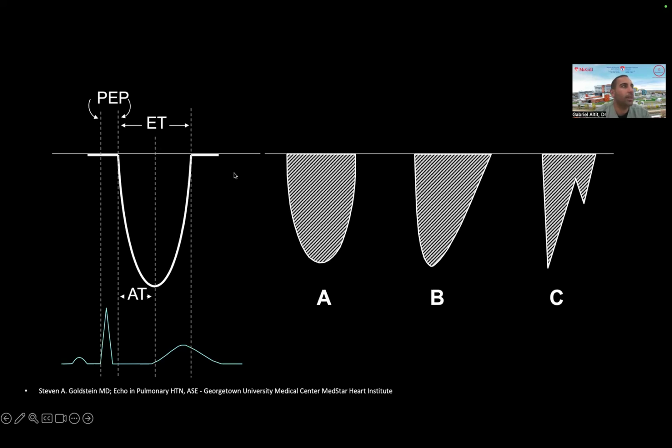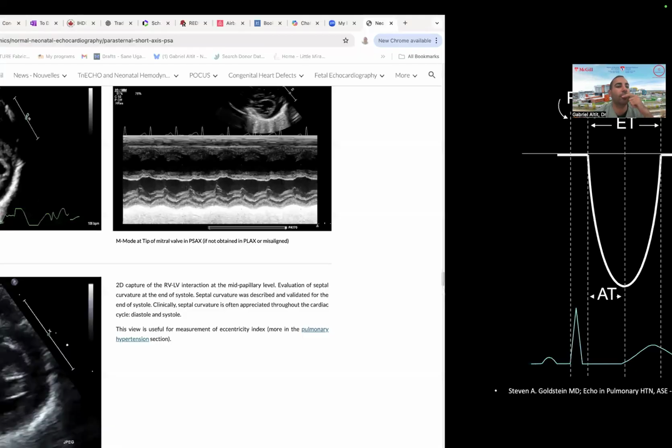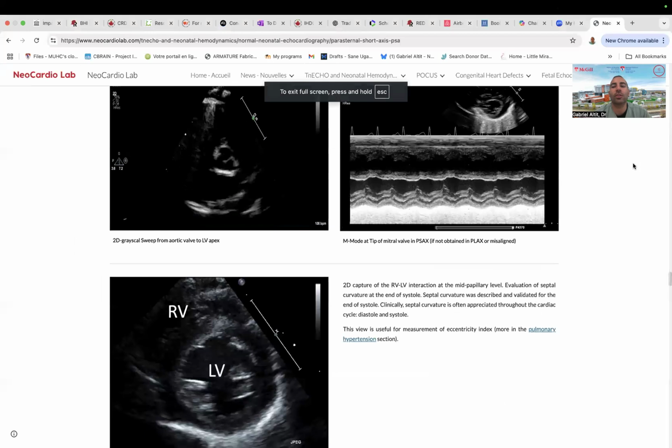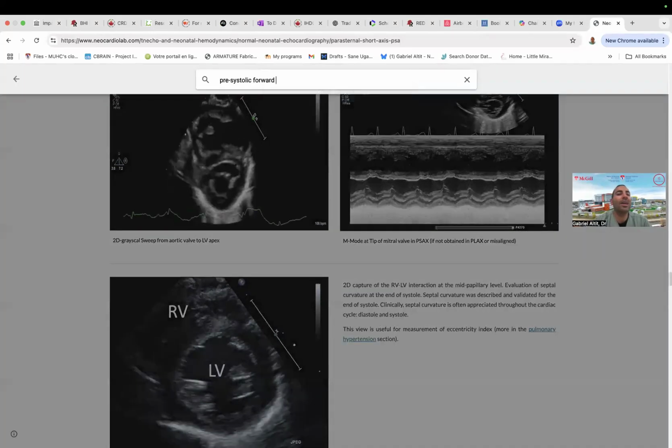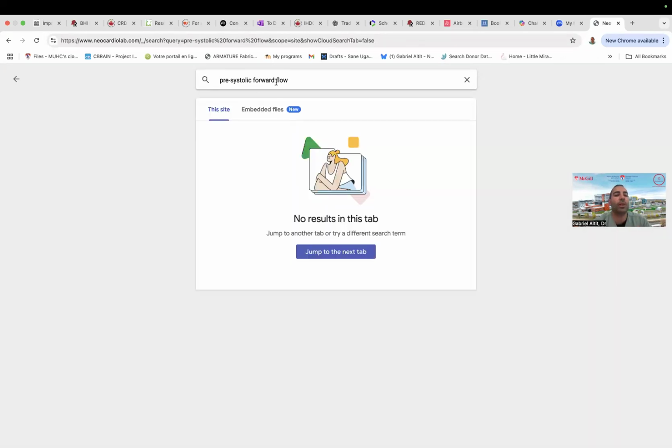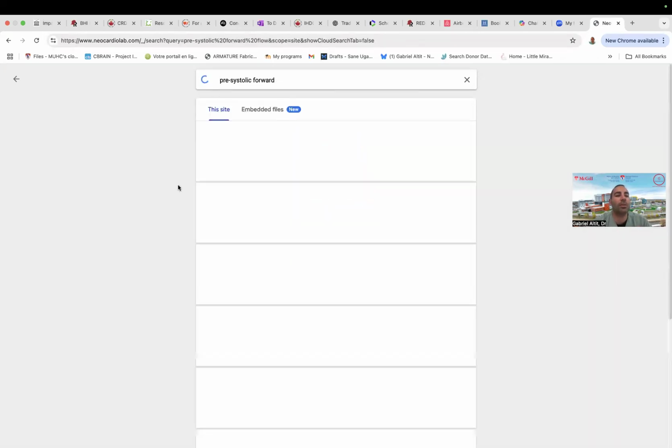But if you're interested, go read on pre-systolic forward flow. It's on the NeoCardio Lab website. So you just go pre-systolic forward flow. Very rare, mostly for the population of TOF repair.